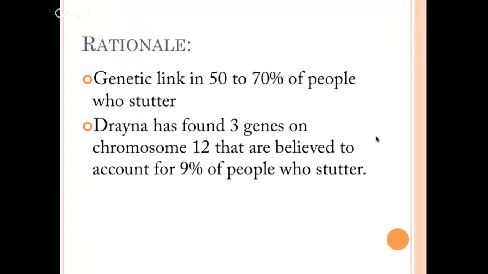So we've got a genetic link in 50 to 70% of people who stutter, and we're just finding out now that maybe that number is even higher, maybe even 70 to 85% of people who stutter have a genetic link. We've got 3 genes on chromosome 12 that are believed to account for a certain percentage of stuttering, and Drayna has just come out with some new findings on a different chromosome that is also believed to cause stuttering for another subset of people who stutter. So some pretty exciting research, but basically this is overall a genetic neurological disorder. So we want to try to get that information if possible.